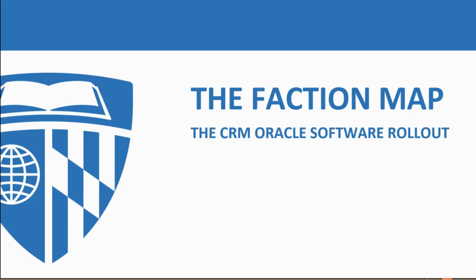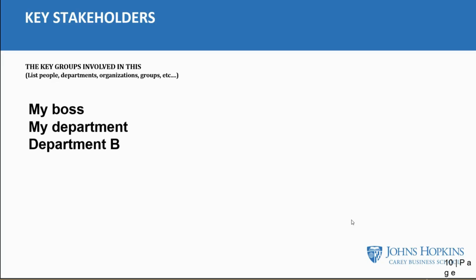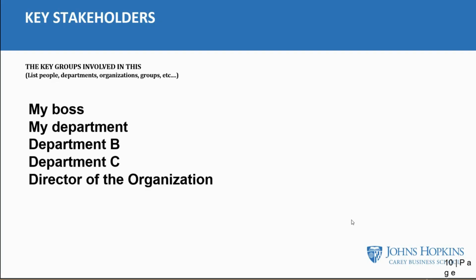Let me give you an example of what I just mentioned to you in a simple CRM Oracle software rollout. As I start a rollout, the key groups involved in this are, for instance, my boss or my department, another department, Department C, the director of the organization. Now, finding out those stakeholders has really been very, very helpful in my experience. What is really much more helpful is identifying the factions. And that is the reason why this tool is particularly helpful.